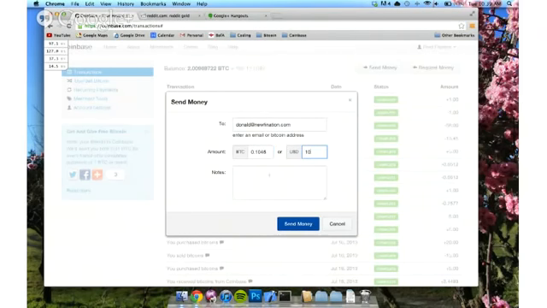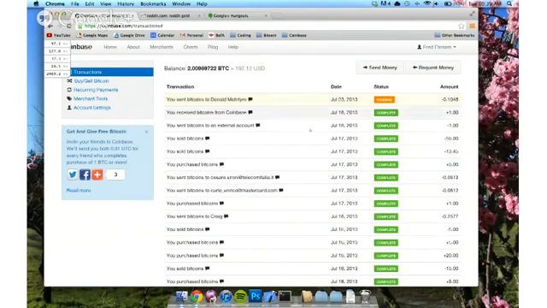You can see it automatically converts the amount of Bitcoin that you would need to send for you. Add a little note, and boom! I've just sent you $10 worth of Bitcoin. You can see it appear in my history there.